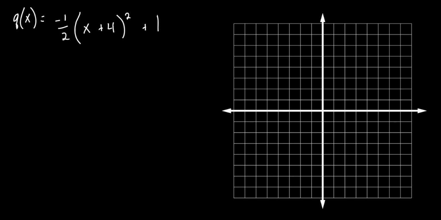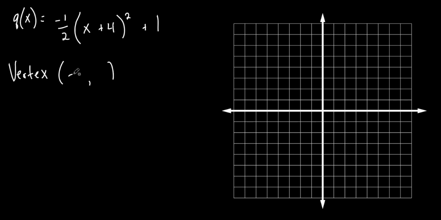So 1/2. What is that going to do for us? It's going to make it flatter. Okay? What's this plus 4 right here? It moves it to the left 4 places. What does the plus 1 do for us? Moves it up. So what is the vertex of this thing? You should just be able to look at it and tell me what the vertex is.